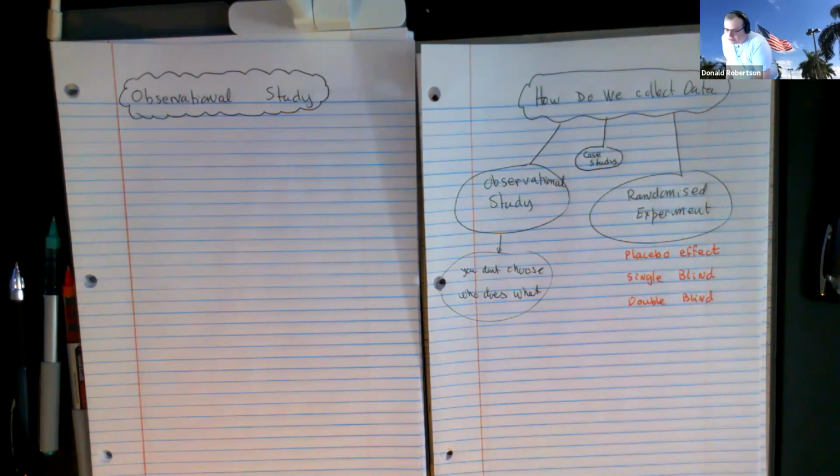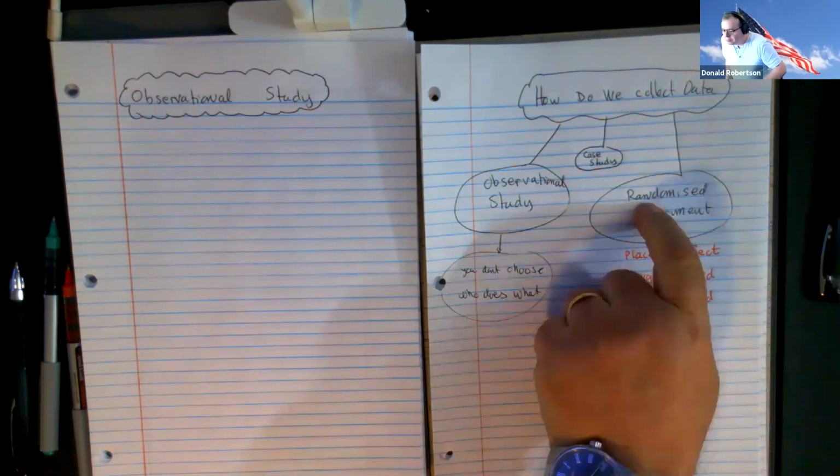And that is an issue. Observational studies find it very difficult to get concrete proof that one thing causes another. If I wanted to do a really good study on smoking and cancer, you'd have to be in Nazi Germany. And what you would do is a randomized experiment.